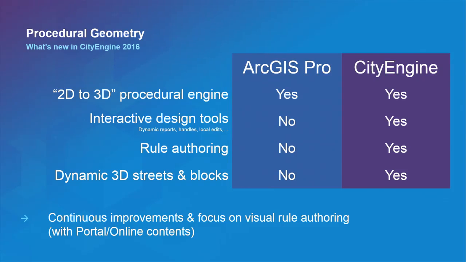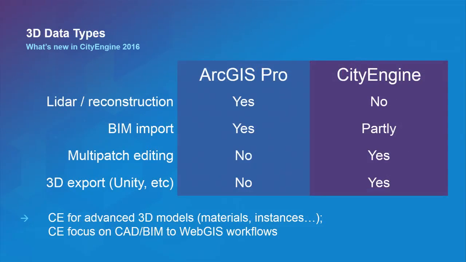So we're going to continuously improve Pro and make Pro better, but CityEngine will also continue to improve and stay out in front as a research and development tool as well as a design tool. They do support slightly different data types. LiDAR is a good example. Importing LiDAR, LAS files, LAS datasets, visualizing LiDAR, classifying LiDAR, that's all going to be done in ArcGIS Pro.